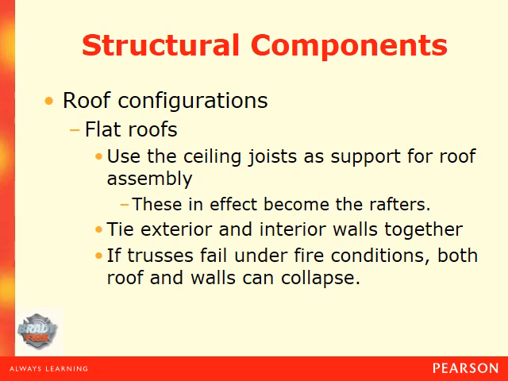So when we're looking at the roof, there are several different designs, one being the traditional flat roof, and this uses the ceiling joists as supports for the roof assembly. These, in effect, become the rafters. They tie the exterior and the exterior walls together. If the truss fails under fire conditions, both the roof and the walls can collapse.